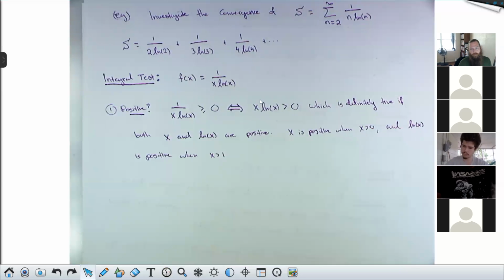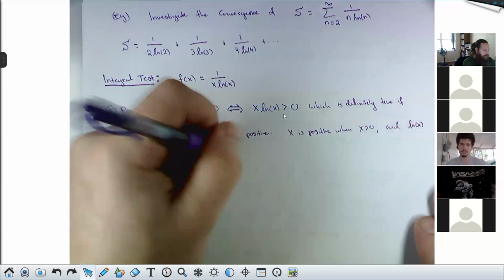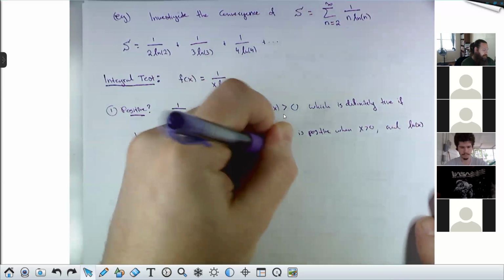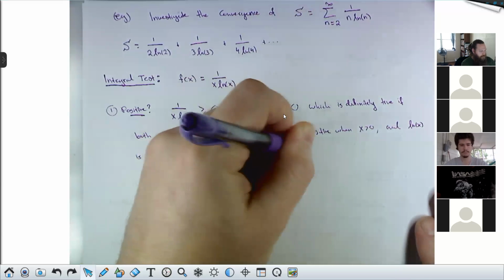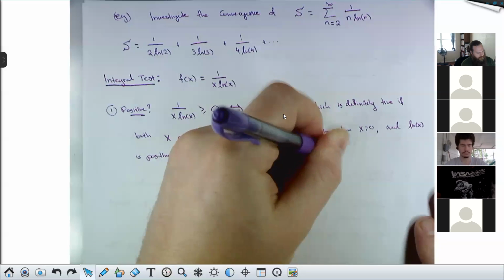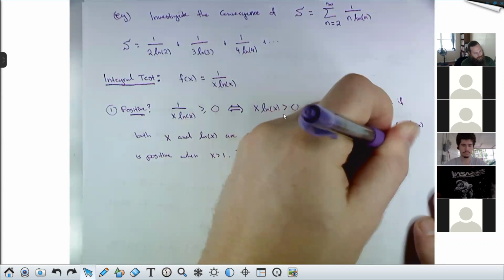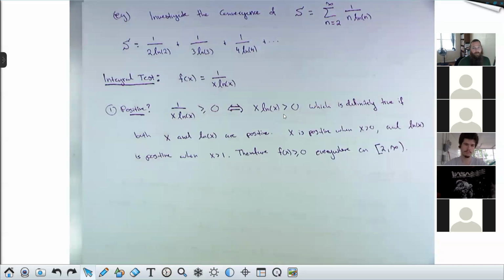So it's not the only way for this to be positive. They could also both be negative, but I'm not interested in that because I'm interested in x's running from 2 to infinity. So I'm just verifying that this function is positive on the interval 2 to infinity. Therefore, f of x is greater than or equal to 0 everywhere on the interval 2 to infinity, which is what I need. It's actually positive on a much larger interval, but 2 to infinity is what I need.